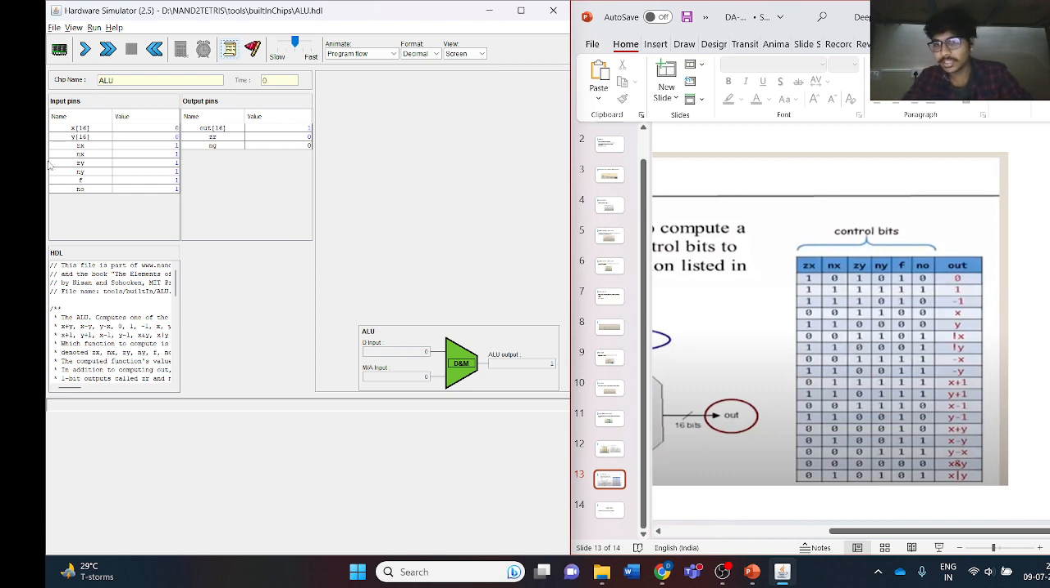The third example is 111010. In the simulation we got -1 as the output. So we change the x and y values. We give 1 here and 1 here. There isn't any change in the output value since it depends only on the control bits.